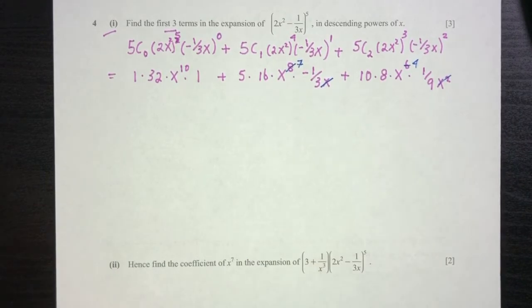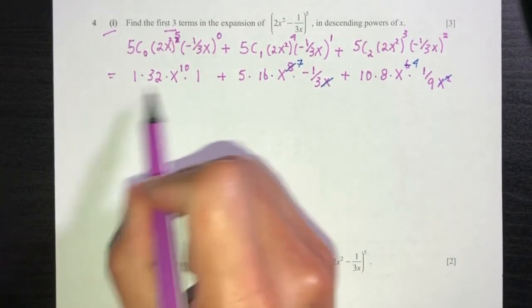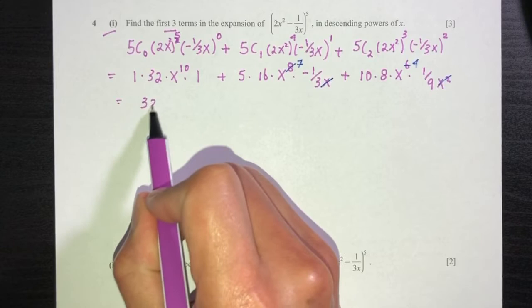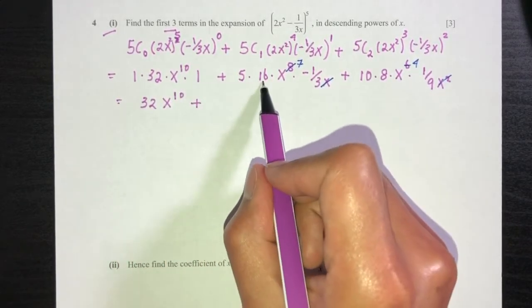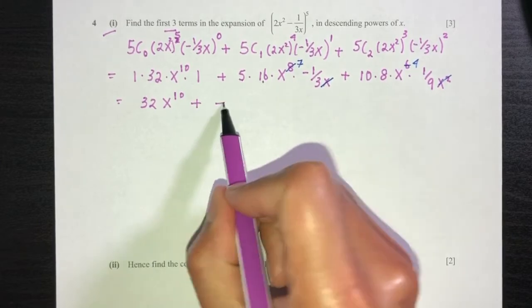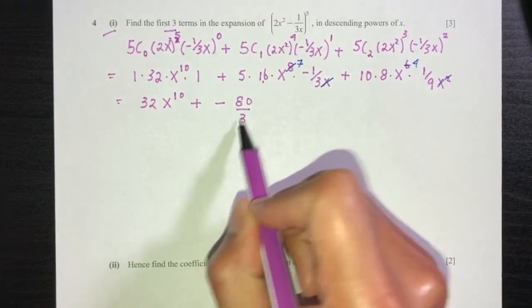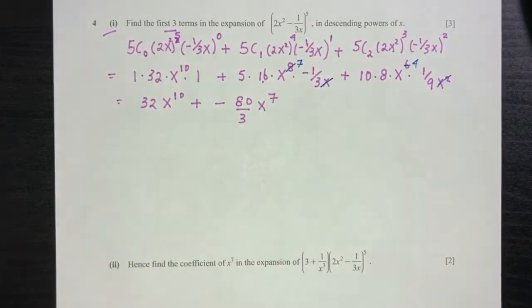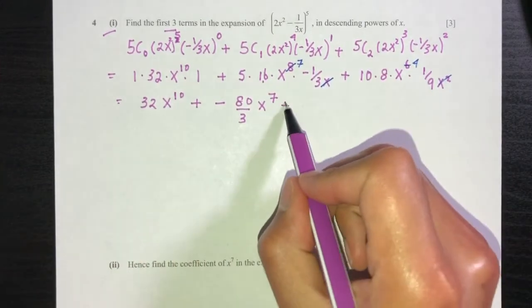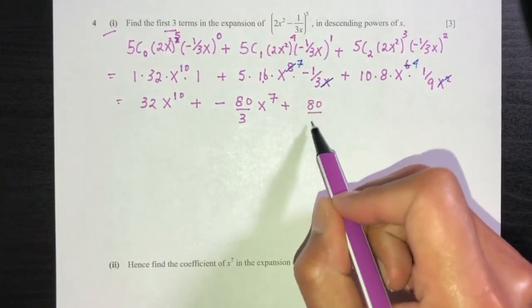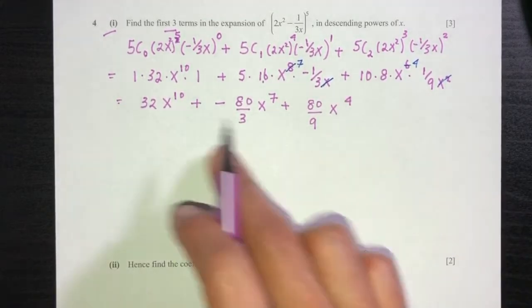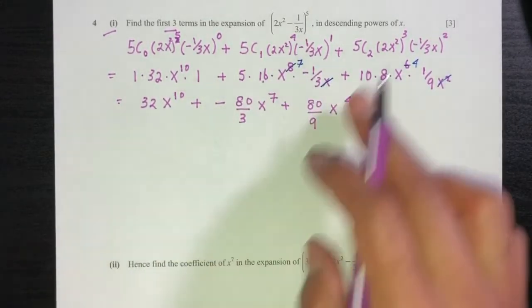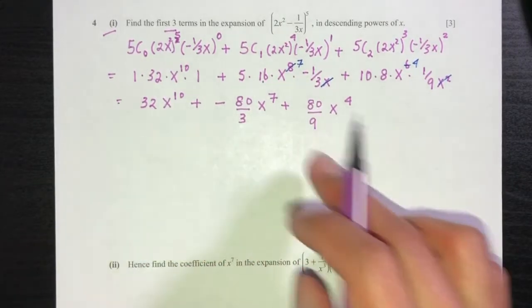Now we will have 1 times everything, you will have 32 x power 10 plus 5 times 16 will be 80, so minus 80 over 3 x power 7. And finally here we have plus 80 over 9 x power 4. So this is the first 3 terms of this expansion in the descending powers of x. Okay, so now part B, hence.